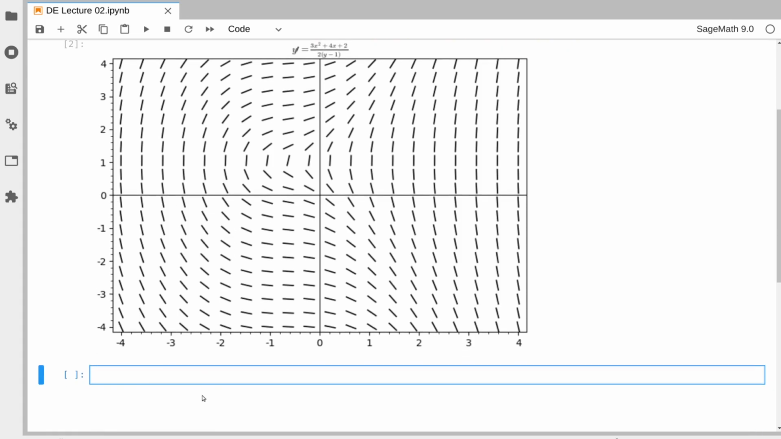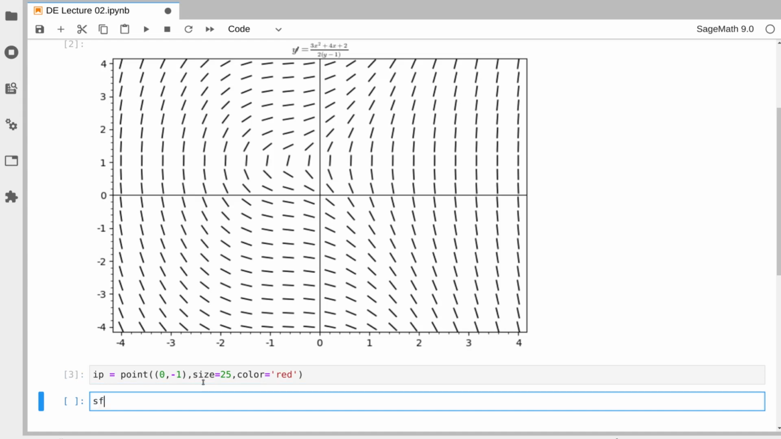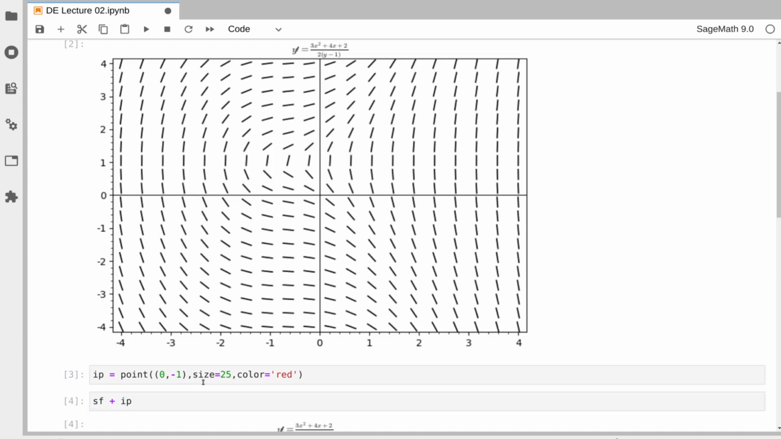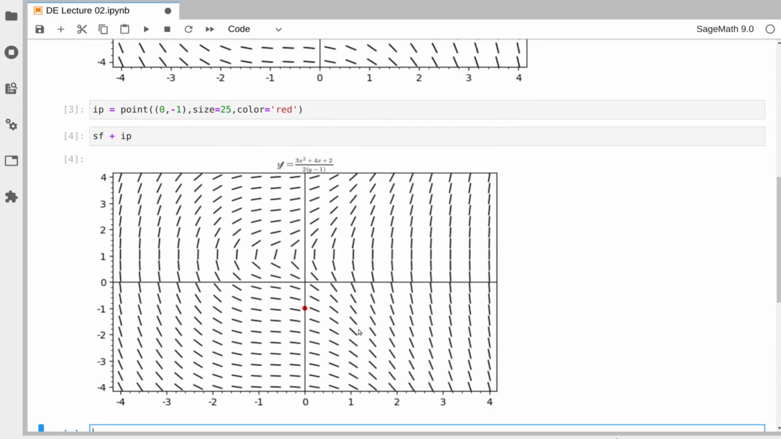But let's actually plot that on there. So I'm going to call this IP for initial point, and we will plot this in there. So this is 0, -1. Let's make it big enough to see, and make it red. So there we go. So there's our initial point. So when x is 0, y is -1.